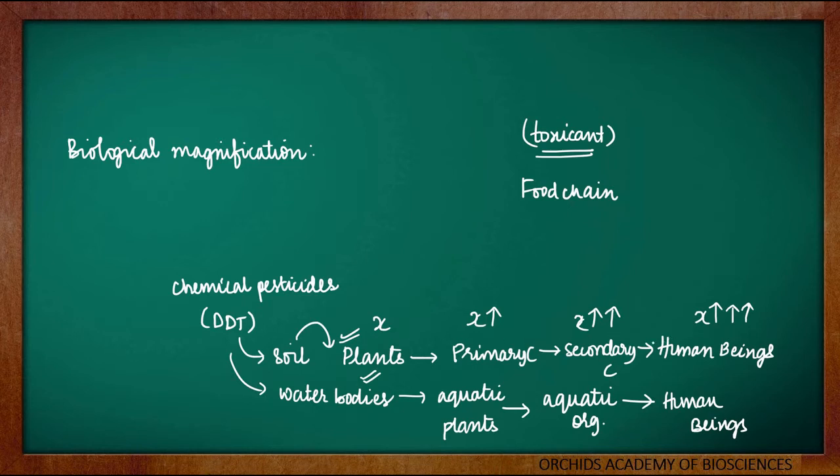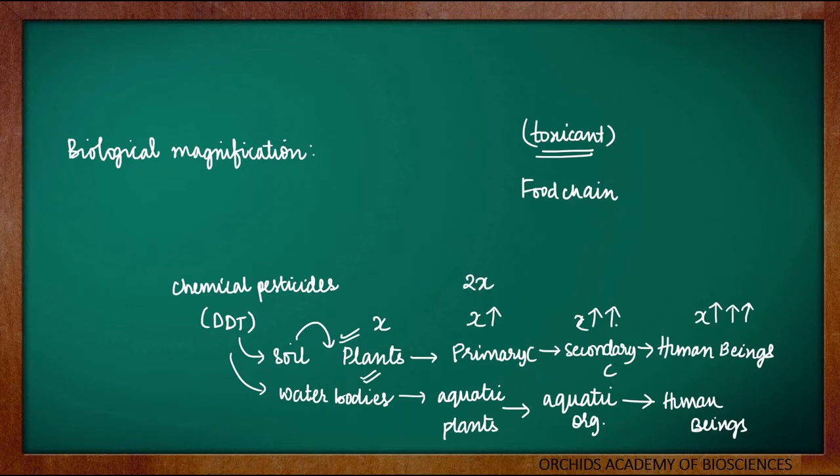Why is it not reducing? Instead of reducing, it is increasing at every successive trophic level. A very simple reason for that is a primary consumer will not eat only one plant. For example, a primary consumer eats 2 plants. So the amount of DDT at the primary level will be X plus X, because it is eating 2 plants, it will have 2X amount of DDT.